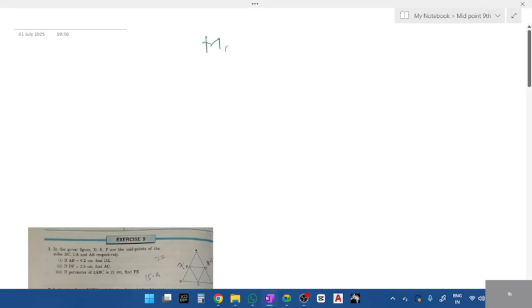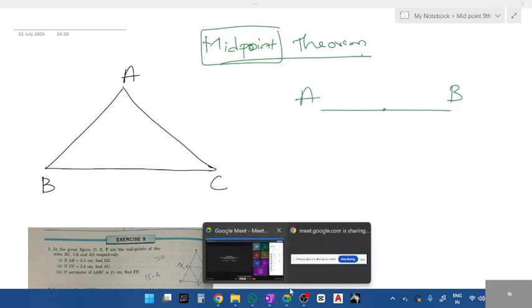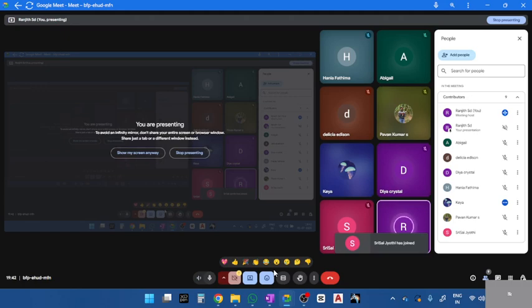Okay, midpoint theorem. A simple concept, midpoint theorem. It's a very simple concept, but it depends on how we apply this concept on the questions. Fine. Let me take a triangle ABC. In triangle ABC, students, what do you mean by the word midpoint? What is midpoint? If I take AB, it's the middle point of a line, right? Middle point.